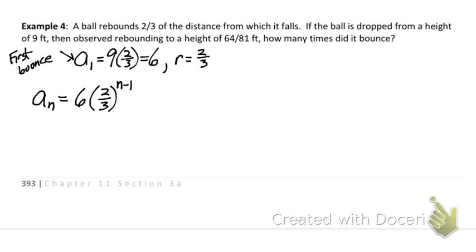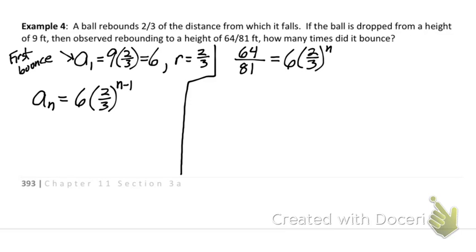Well, it didn't ask me what's the formula. That could be the question on a test. I could just say, come up with a formula that models the ball, and you'd be done. However, this one says specifically that my very last value was 64 over 81. So I'm going to slide this off, and I don't know what term 64 over 81 is, but we're going to check it. So we're going to do 6 times 2/3 to the n minus first power.